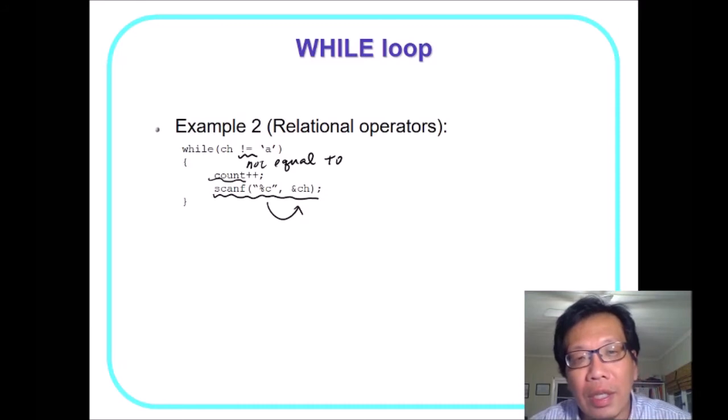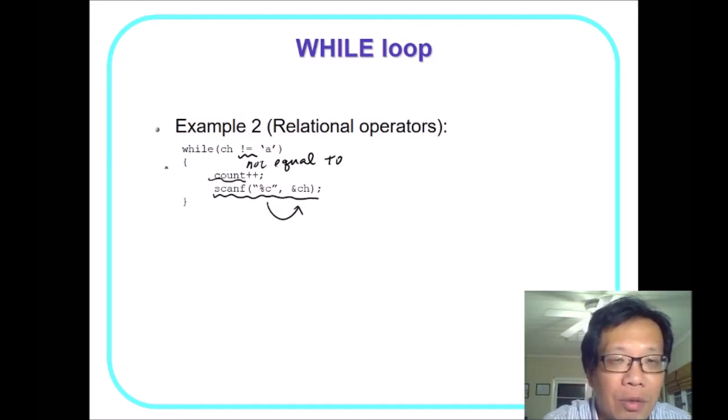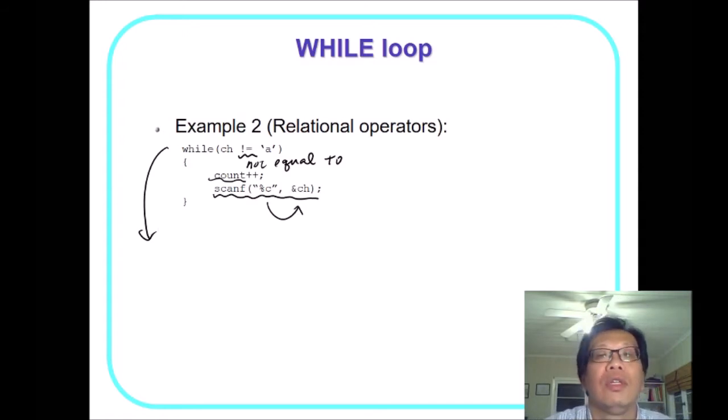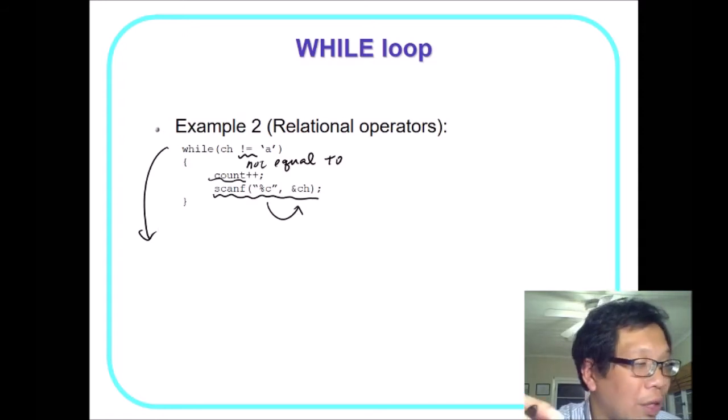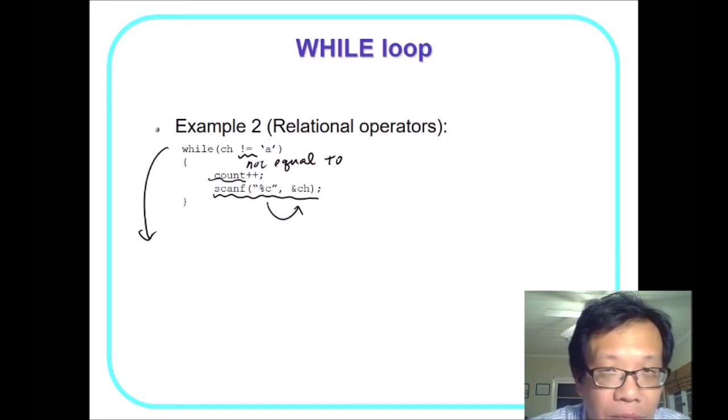So as soon as I hit the keyboard A and press enter, it will jump out of this while loop because the condition has been fulfilled. So this is a very handy one if you want to do a forever loop. There are a few other things that we're going to talk about later.